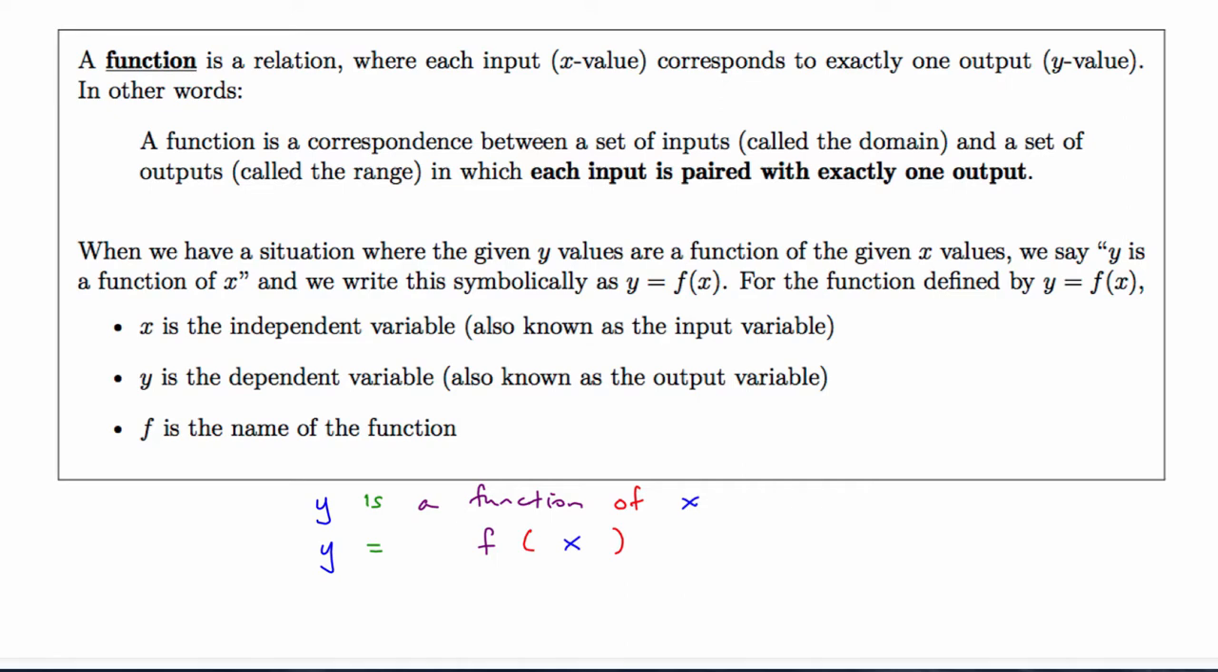What is important to recognize in this function notation is that the x value is always inside the parentheses, the y value is always on the other side of the equal sign, and most importantly, these parentheses around the x do not represent multiplication. They are simply a way to separate the input value from the name of the function. So let's practice this with a particular example.